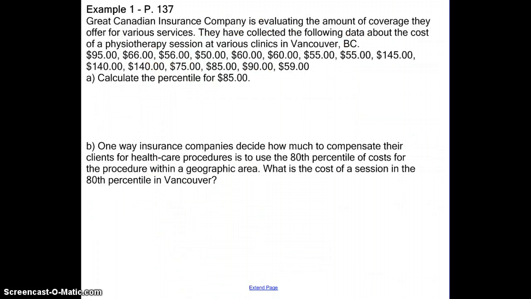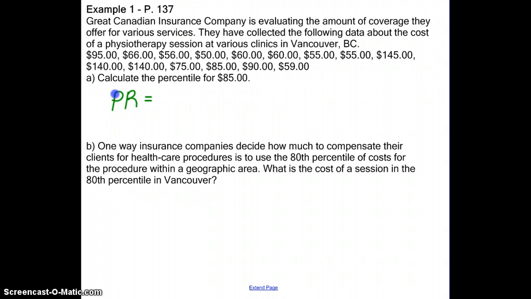So let's try this out. Example 1. Here we have Great Canadian Insurance Company is evaluating the amount of coverage they offer for various services. They've collected the following data about the cost of physiotherapy sessions at various clinics in Vancouver. So there's all your data. We want to calculate the percentile for 85.